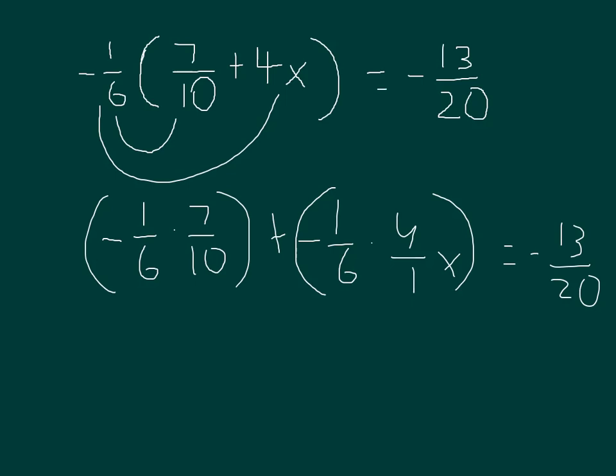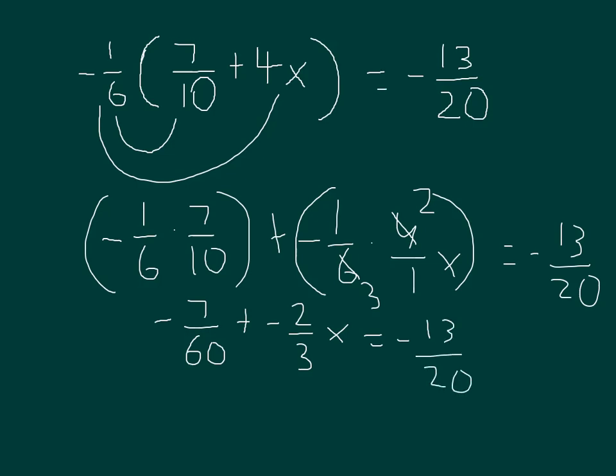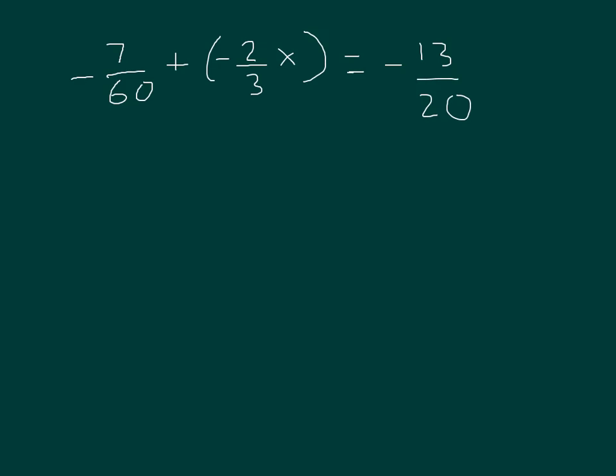Now, we're going to solve this equation. So, we're going to start over here. We're going to do -1/6 times 7/10, which will come out to -7/60, plus -2/3 x, because we'll simplify by 2 and 3. So when we multiply, we'll get -2/3 x equals -13/20. So now we have come to the basic equation of -7/60 plus -2/3 x equals -13/20.